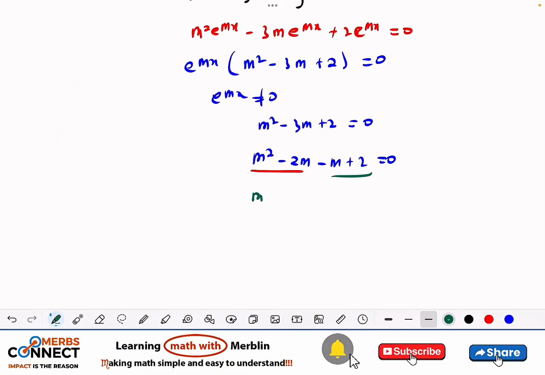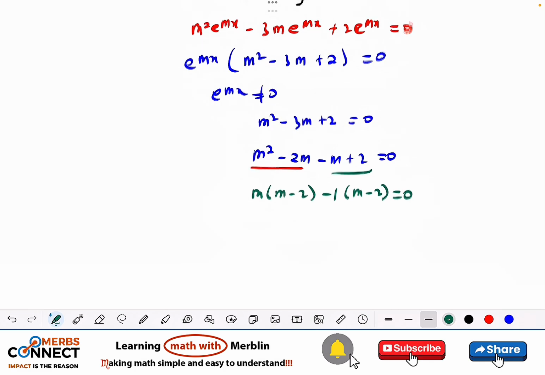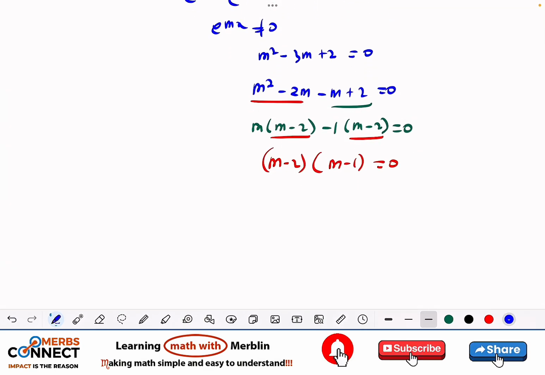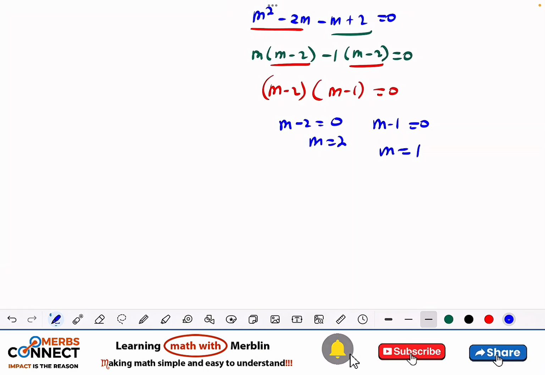Red is going to be this, m minus 2. And this one, when I factor 1 out, I get m minus 2 is equal to 0. So the one with the red, I'll factor it out, and then what will be left is this equal to 0. So let's see what happens here. m minus 2 is equal to 0, m is 2. m minus 1 is equal to 0, and m is 1.